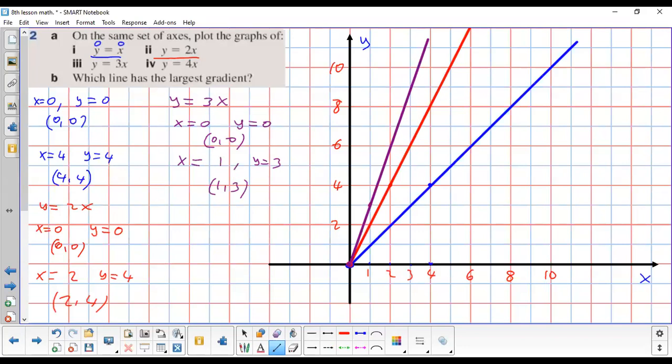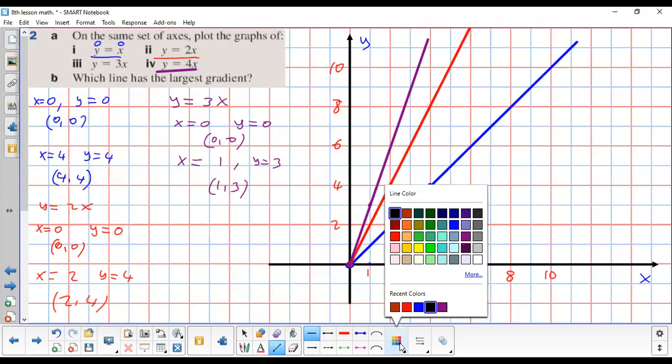Okay. Also for y equals 4x, you can find it, and it will be another line. That is this line here. I'm changing the color again to see it in a different color. Let's take this. For y equals 4x, you will have this here.